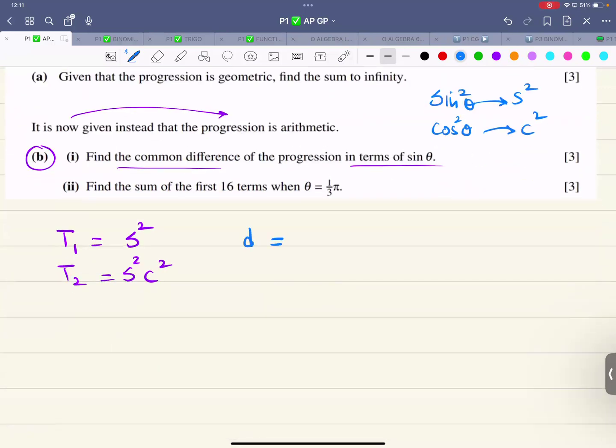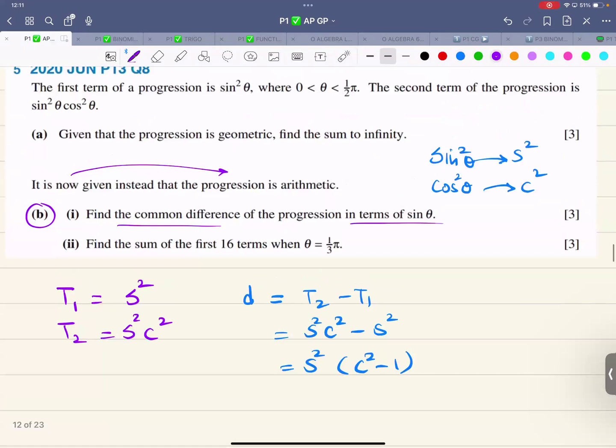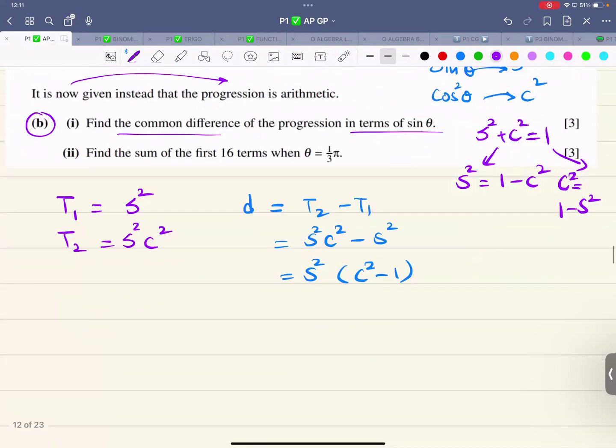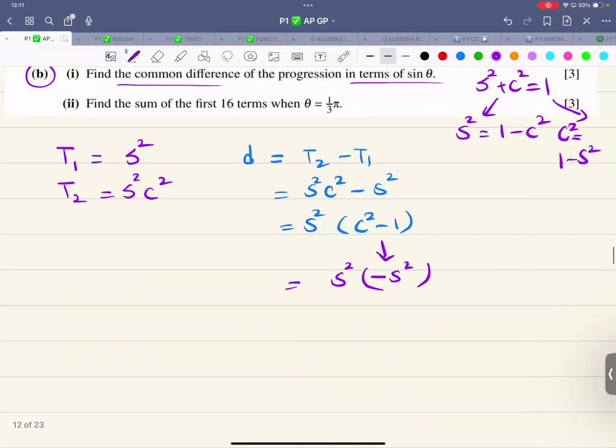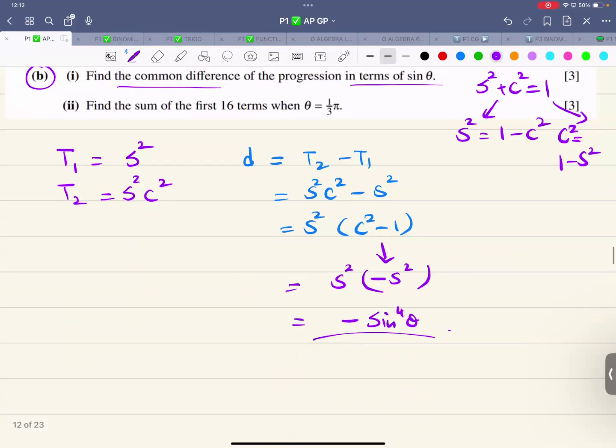So therefore, the common difference is T2 minus T1, which is sine squared, cosine squared minus sine squared, common, cosine squared minus 1. Now, don't be in a hurry. We know that sine squared plus cosine squared is 1. Sometimes we make sine squared the subject, which is 1 minus cosine squared. Sometimes we make cosine squared the subject, which is 1 minus sine squared. But this is the opposite. This is cosine squared minus 1. So therefore, what should I write? Minus sine squared. And this is sine squared already. And they want the answer in terms of sine. So this is negative sine to the power 4 theta. That is the answer for this one.